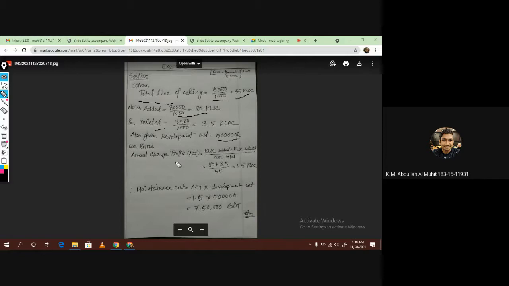Then first we have to find out the ACT. If we add the added and the deleted part, and then divide it by 55 KLOC, then we'll find the ACT here. And then to find the maintenance cost, we have to multiply this ACT, 1.5 that we got, and the development cost which is given here, and finally this is the answer, which is 7,50,000 BDT.